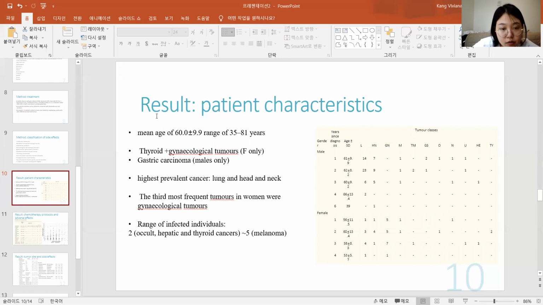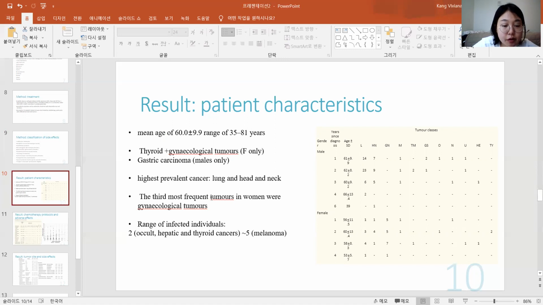Now, looking at the results, which focus on the patient characteristics, the mean age of patients was 60 years old with a deviation of 9.2 and a range of 35 to 81 years. Thyroid and gynecological tumors were displayed in females only, while gastric carcinoma was displayed in males only. The most prevalent cancers among both genders were lung and head and neck cancer. Interestingly, these cancers were distributed among males and females with a ratio of 4:1.